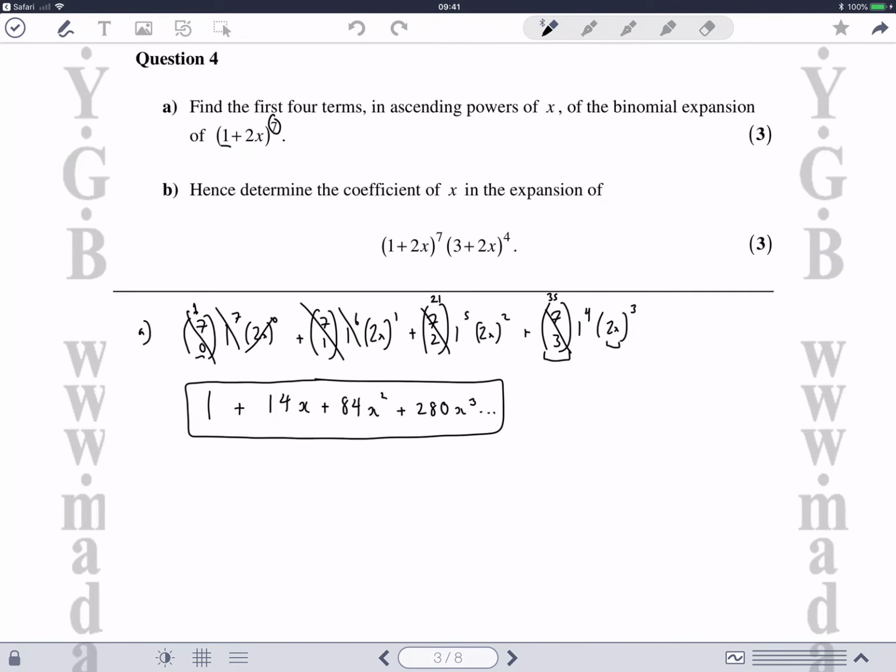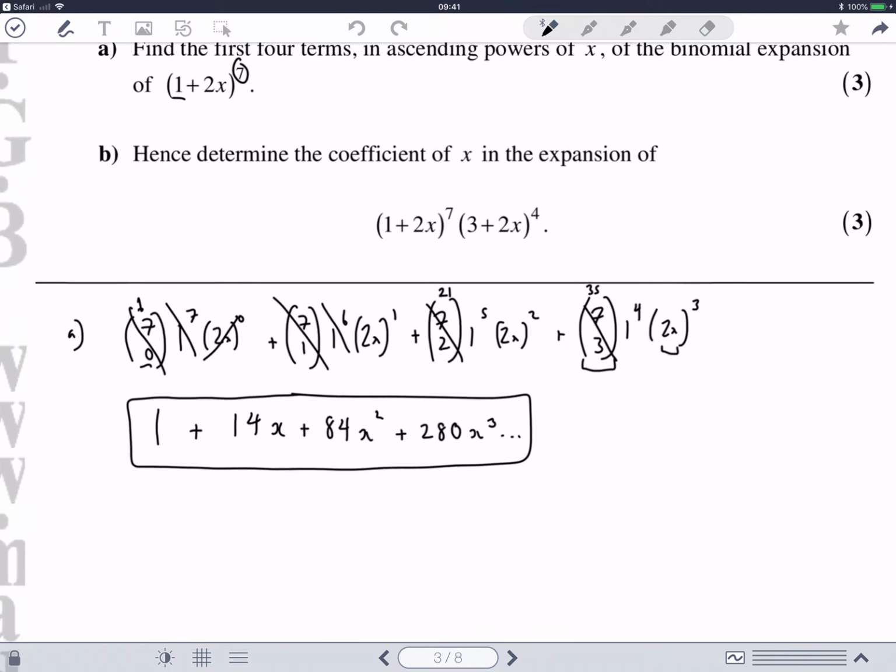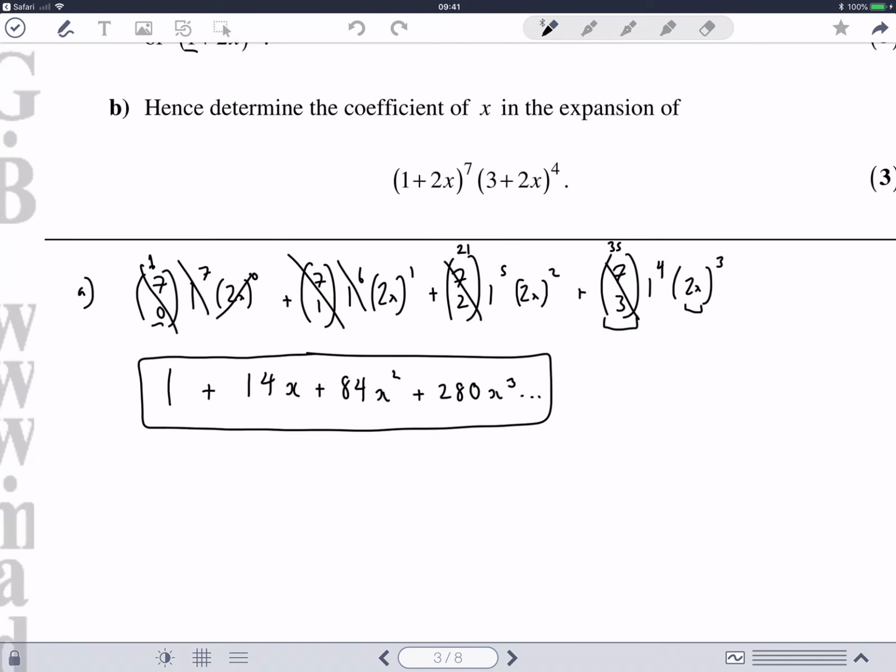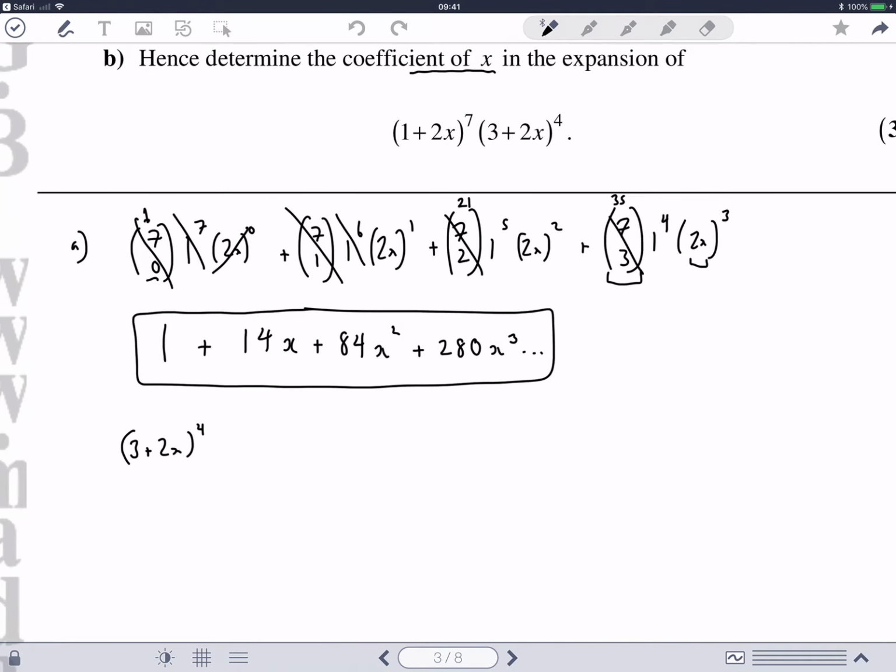Wicked. Hence determine the coefficient of x in the expansion (1 + 2x)(3 + 2x)^4. Right. Okay, (3 + 2x)^4. If I'm only interested in the coefficient of x, I need to know the constant term and the x term. So really, I only need to do the first 2 terms here.